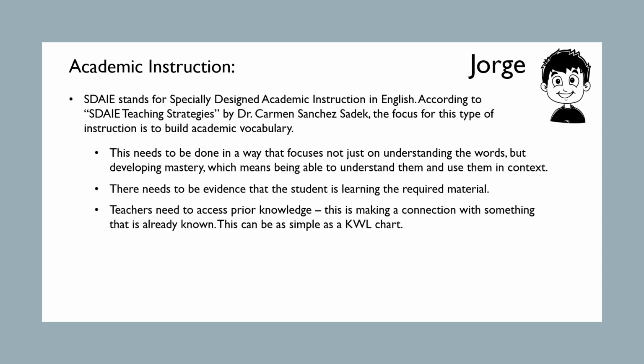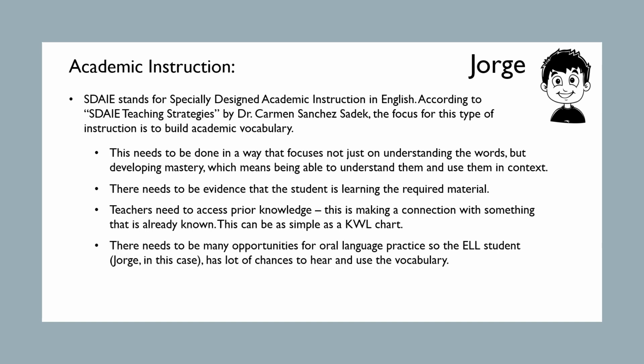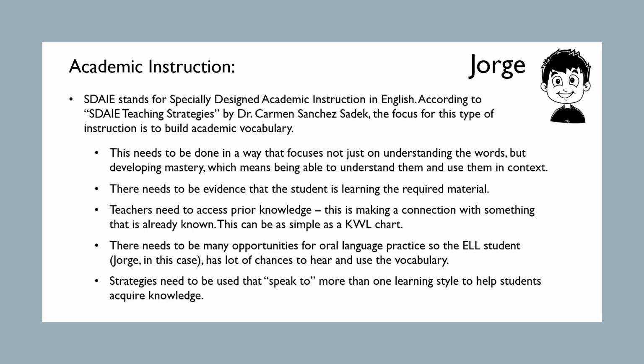Teachers need to access prior knowledge. This is making a connection with something that is already known. This can be as simple as a know-wonder-learn chart. There needs to be many opportunities for oral language practice, so the ELL student, Jorge in this case, has a lot of chances to hear and use the vocabulary. Strategies need to be used that speak to more than one learning style to help students acquire knowledge.